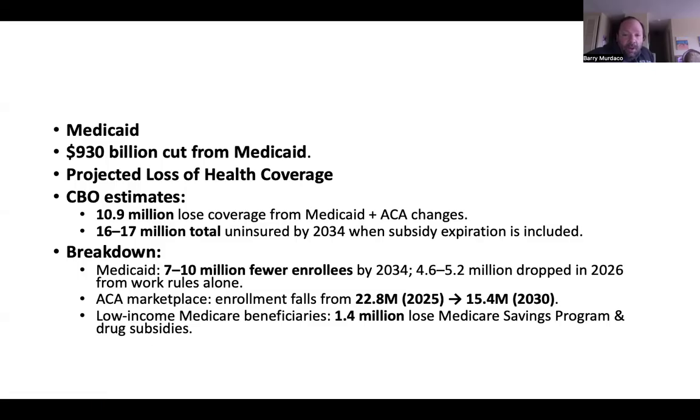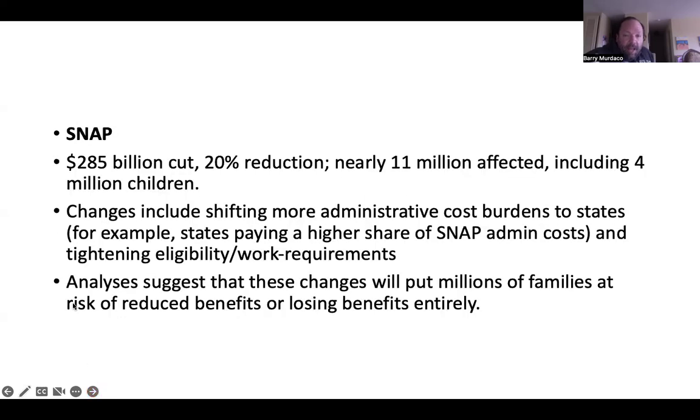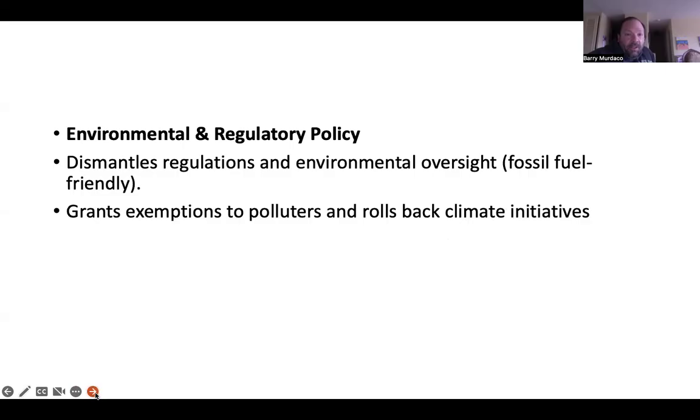Low income Medicare beneficiaries, about 1.5 million, will lose their Medicare savings programs and drug subsidies. Now, this is Medicare too, not just Medicaid. SNAP, food stamps, basically a 285 billion cut, a 20% reduction. Nearly 11 million people affected by this, including 4 million children. Changes include shifting more administrative cost burdens to states. Analysis suggests these changes will put millions of families at risk of reduced benefits or losing benefits entirely.